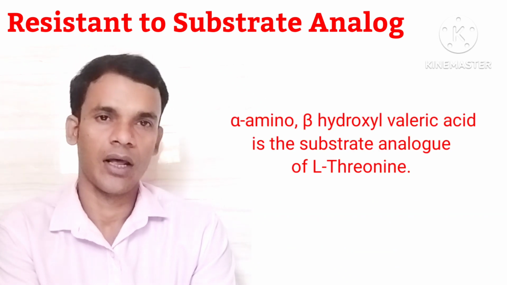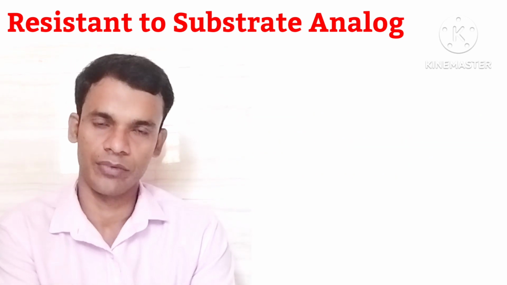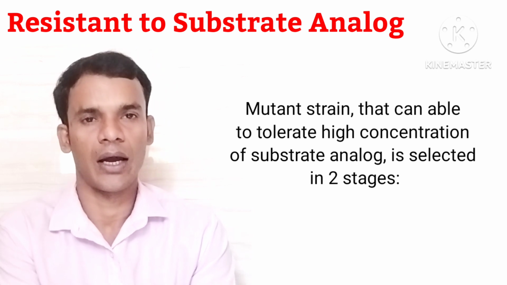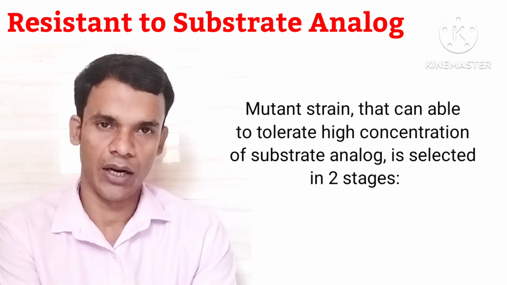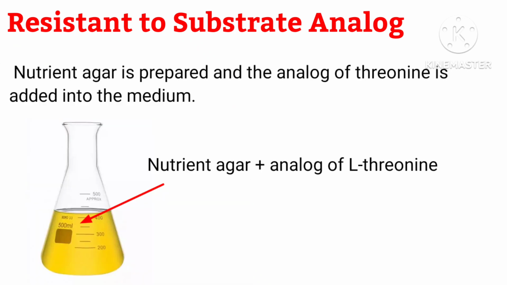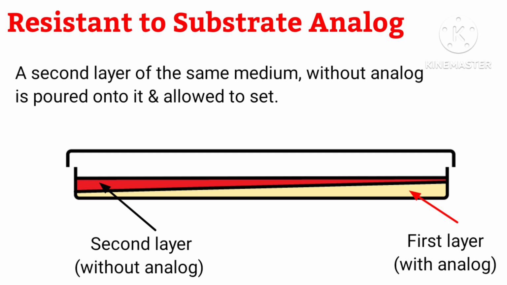For example, alpha amino beta hydroxyl valeric acid is the substrate analog of threonine. Selection of a mutant strain that is able to tolerate a high concentration of substrate analog is done in two stages. The analog of threonine is added during the preparation of nutrient agar, poured onto a sterile petri plate and allowed to solidify. In this way, a second layer of the same medium without analog is poured onto it and allowed to set.